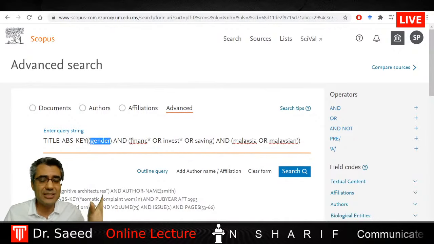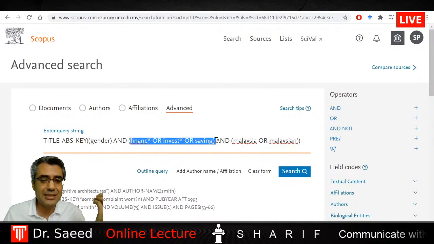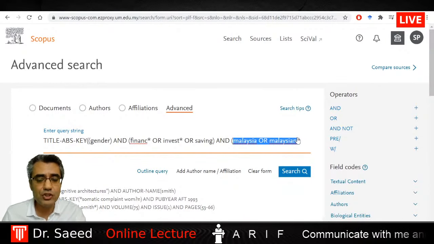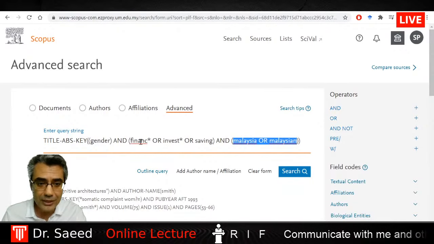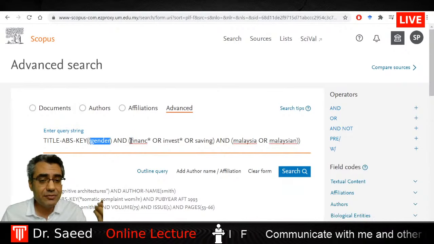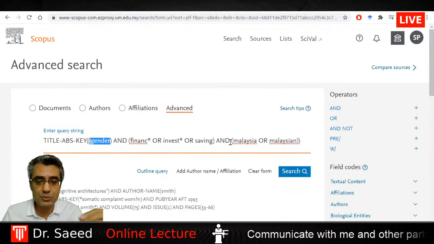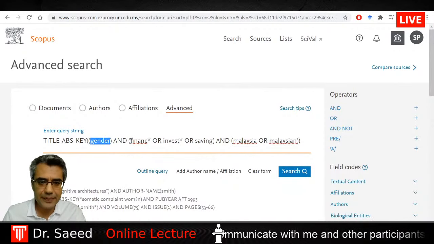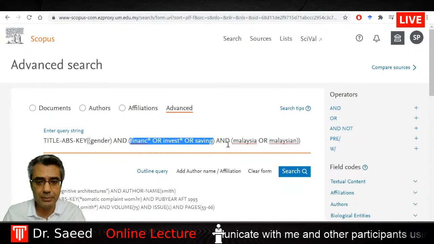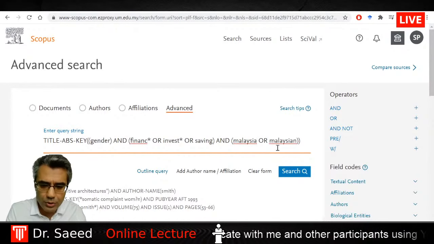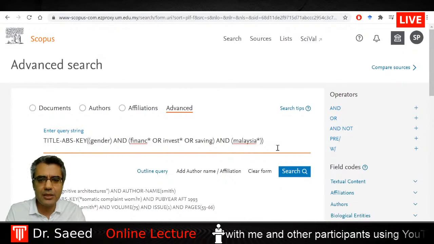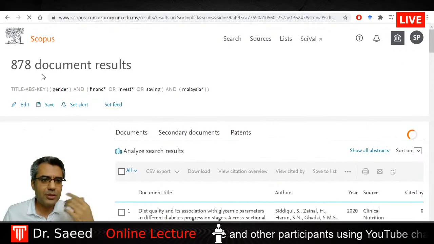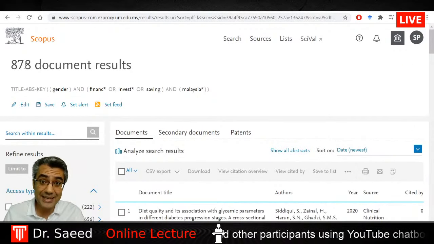So if gender is not in the paper, it won't be included. If any of the terms in this block are not in the title, abstract, keywords, it won't be included. If Malaysia or Malaysian are not in the paper, it won't be included, right? So a representative from each of these three blocks must be in the paper because I separated them with "and". Gender must be in the paper. At least one of these must be in the paper. And here I can also write Malaysia with an asterisk. This will cover both Malaysia and Malaysian. Now, I got a smaller number of papers, 878, right?